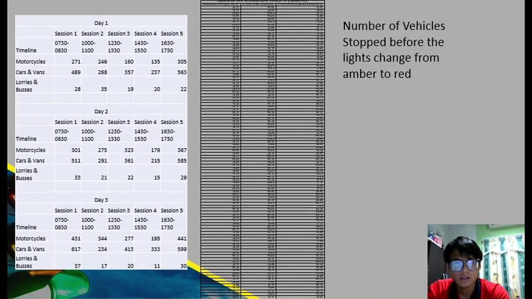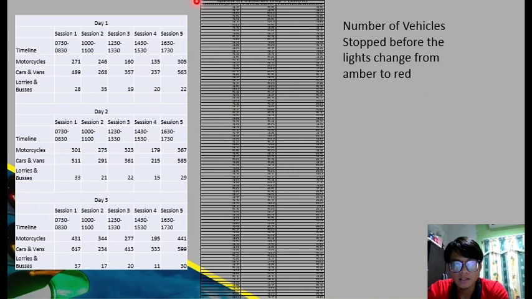Next, the second situation we have to identify is the number of vehicles that stopped before the lights changed from amber to red. So these are the values of vehicles from day 1 to day 3 that we have defined. How many motorcycles, cars and vans, and lorries and buses stop before the light changes from amber to red.